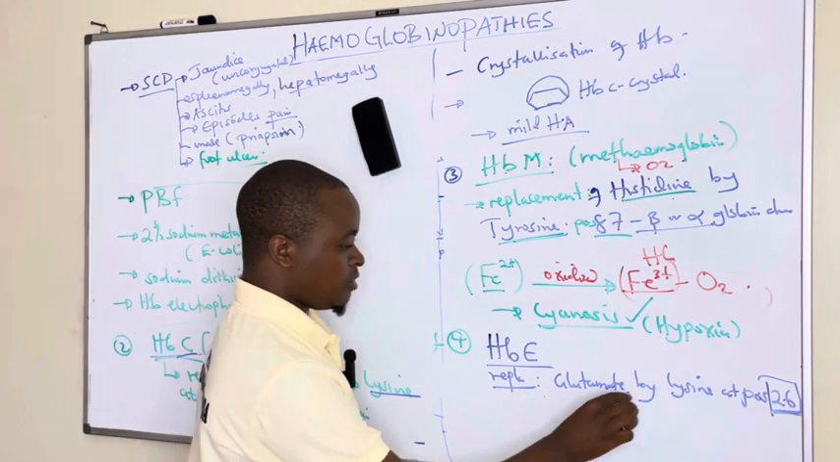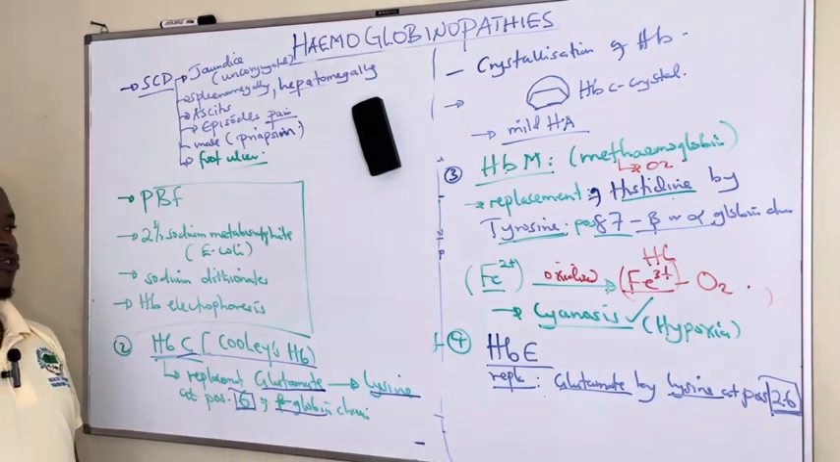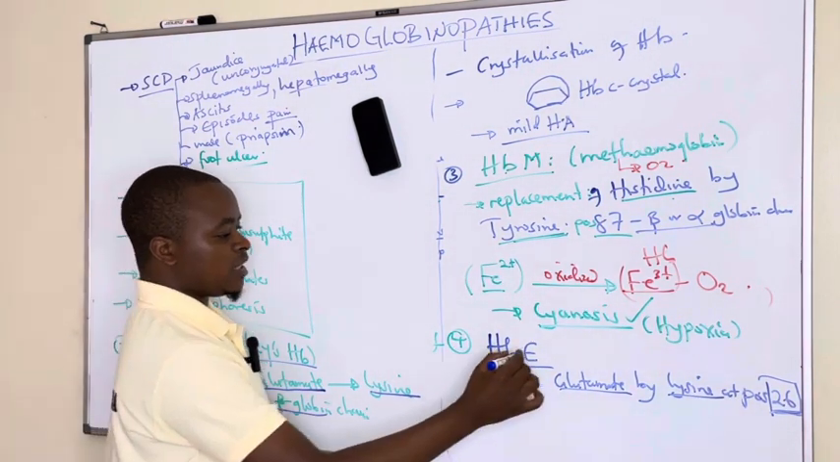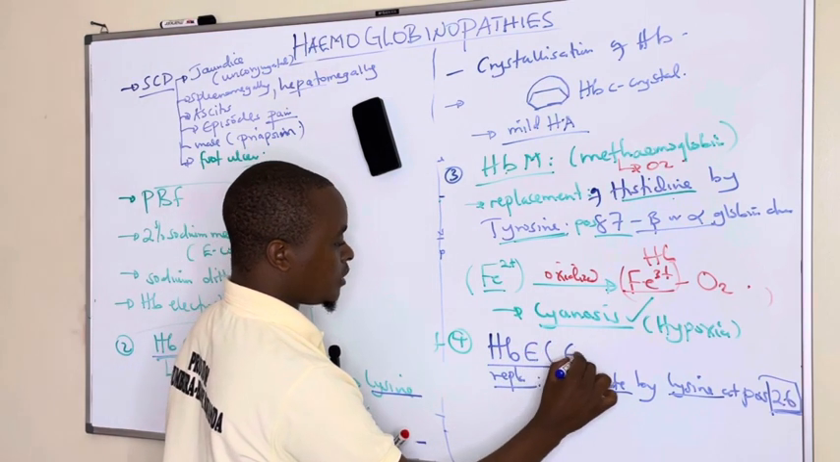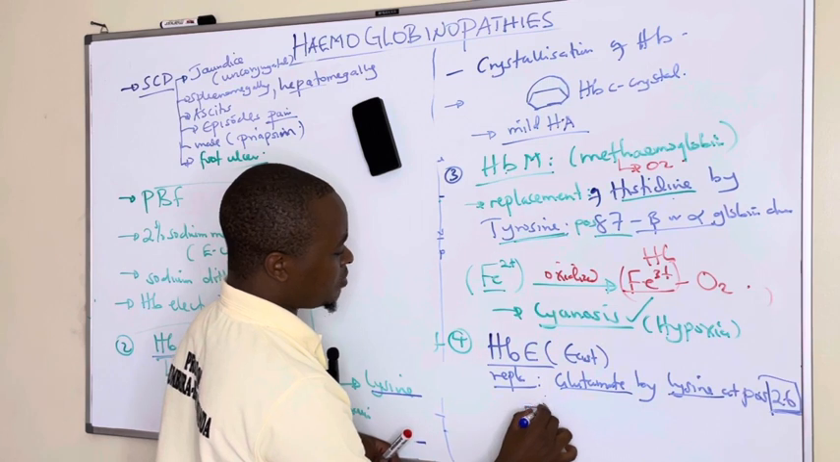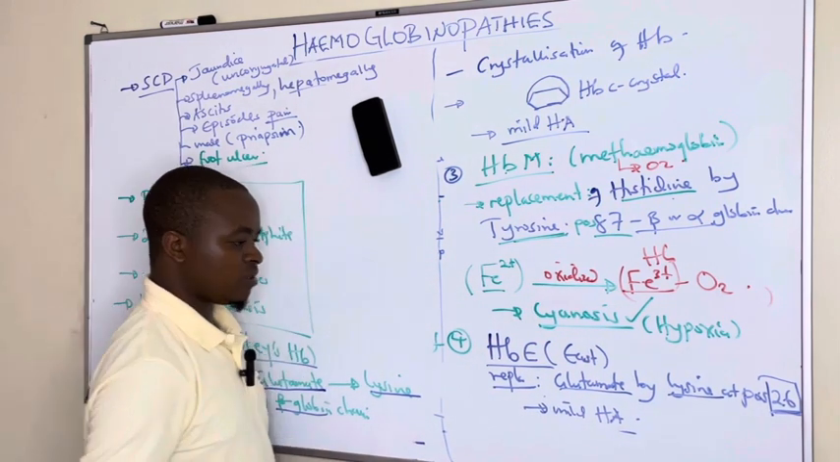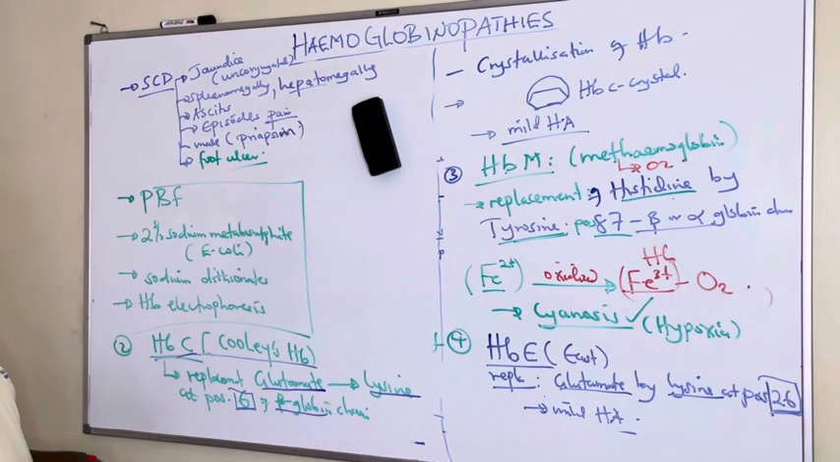But the amino acids remain the same. That is glutamate by lysine at position number 26, and it is majorly found in the Middle East. That's why we call it HBE. Characterized with mild hemolytic anemias. That is what we can say about HBE.